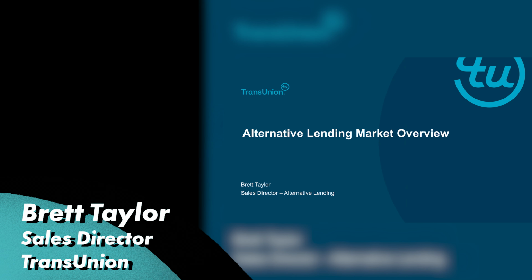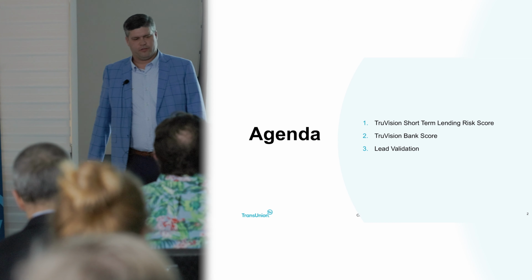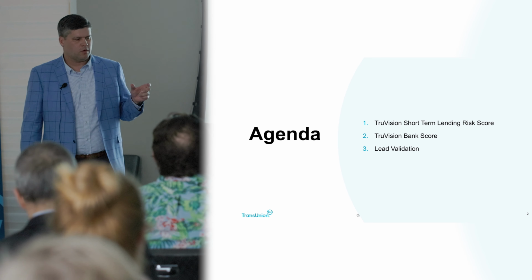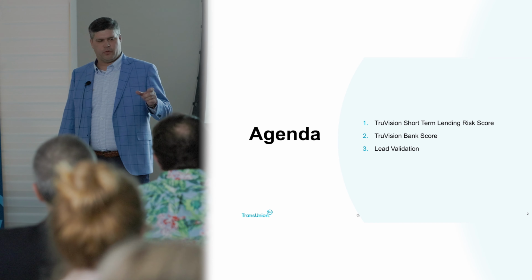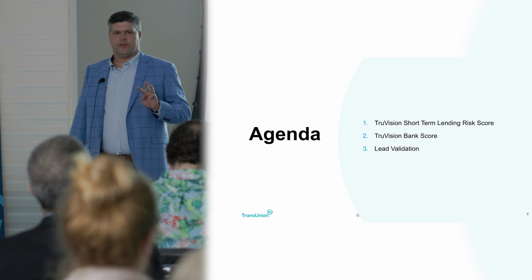I'm with TransUnion, formerly known as Factor Trust, and I'm here to talk to you about three things in particular. We just rolled out our latest and greatest credit risk underwriting score. And after many years of conversation with TransUnion, in January we rolled out our TrueVision Bank Score. Then I want to talk about lead validation. So those are the three things I want to talk about.